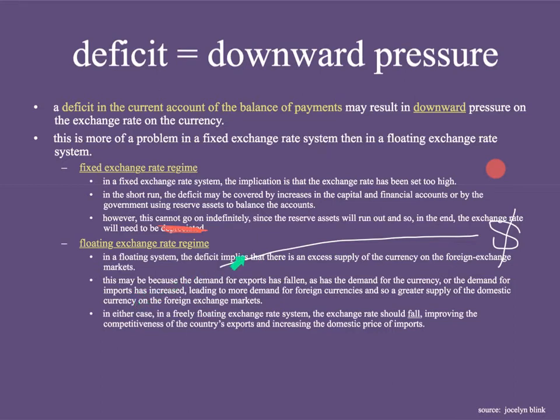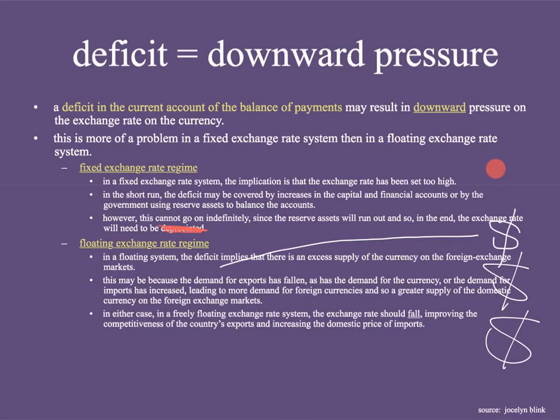In other words, U.S. people are buying up more things outside, so they're selling their dollars, increasing the supply, and buying European goods. In either case, in a freely floating exchange rate system, the exchange rate should fall, improving the competitiveness of the country's exports and increasing the domestic price of imports. Why is the price going to fall? The price is going to fall because the supply of dollars has increased on the foreign exchange market.